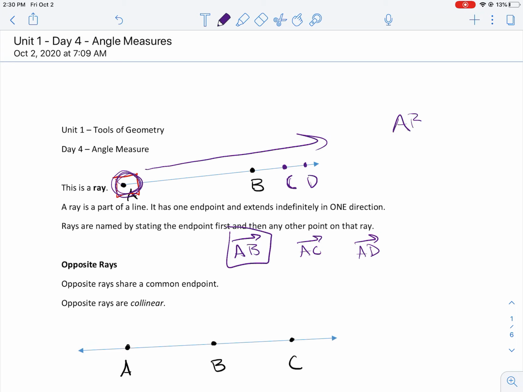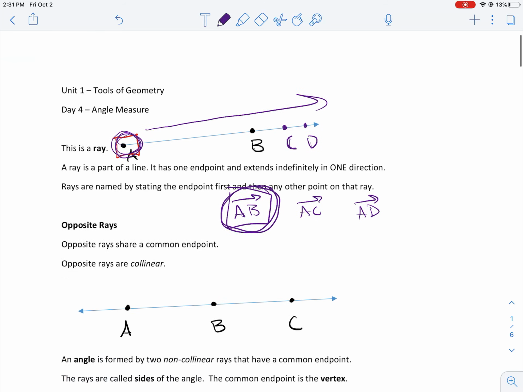If I had it written like this, it would let the reader know I'm talking about a line, and if I had it written like this, it would let the reader know I'm talking about a line segment, okay. And so we'll get into those further once they appear, but right now just know that when we're referring to a ray, you need to start with the endpoint, and then any other point on that ray, and then make sure you got an arrow pointing to the right, okay? So, that is a ray.